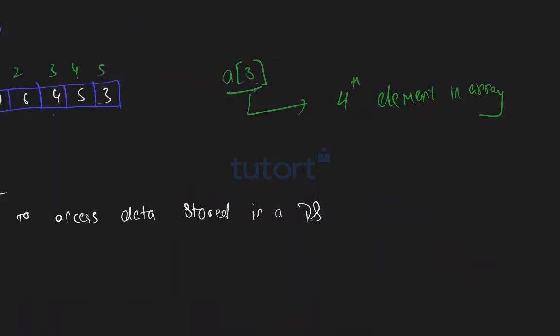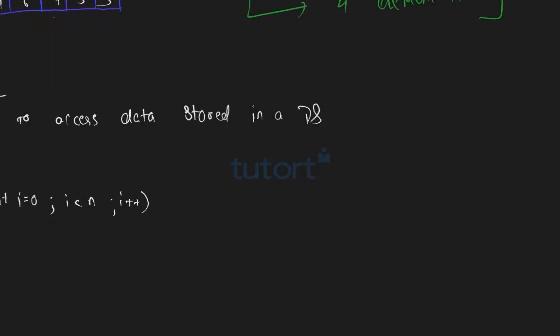We will be using a simple for loop: int i = 0, i < n, i++. And you will have printf or System.out.println, anything, a[i]. Okay. That's it. You will be looping, you will be processing. This is how you traverse.